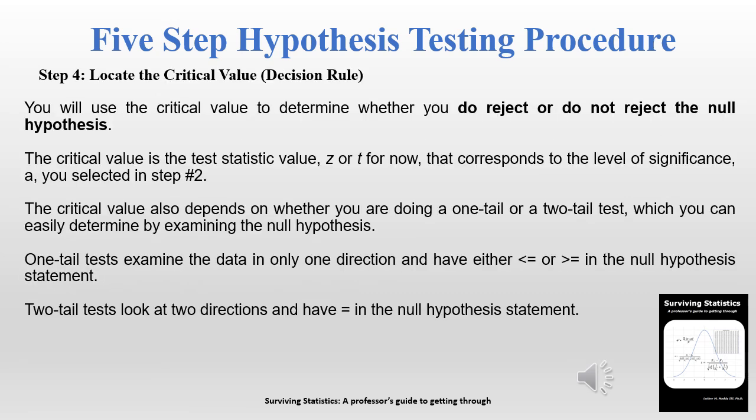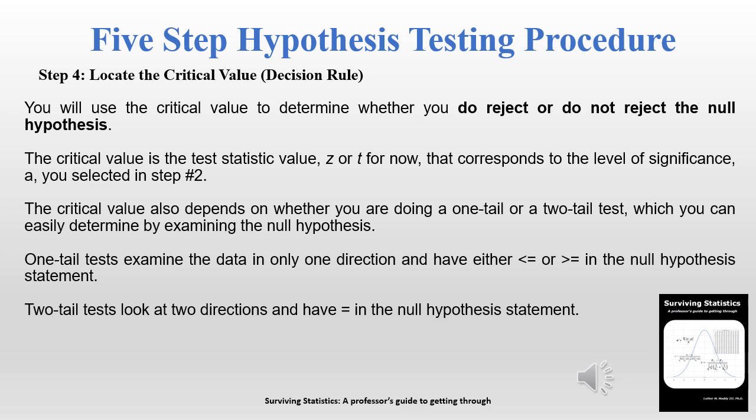Okay, moving right along, we're in step 4 of the 5-step hypothesis testing procedure, and that is to locate the critical value, and as it's most often called, the decision rule. The critical value is the value of the test statistic, for at least this chapter, Z or T, that you selected in step number 3. And you'll use that critical value of Z or T to determine whether or not you're going to reject or not reject the null hypothesis.